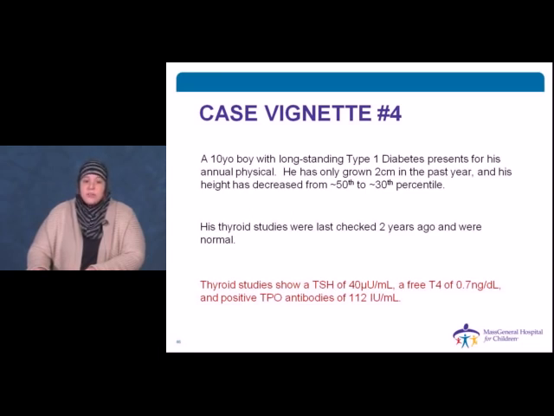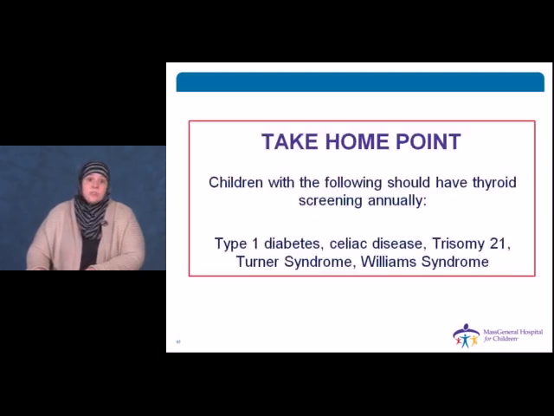And thyroid studies show a TSH of 40, which is high, a free T4 of 0.7, which is frankly low, and positive TPO antibodies of 112. So this child has Hashimoto's thyroiditis.